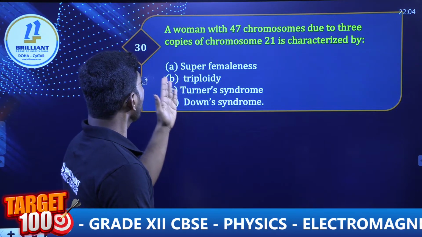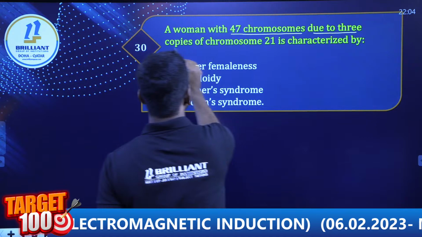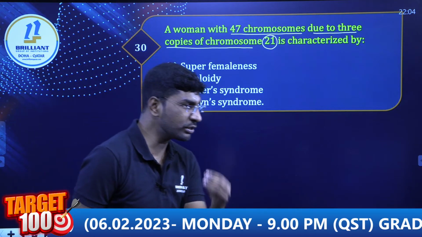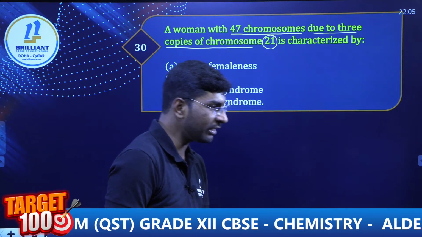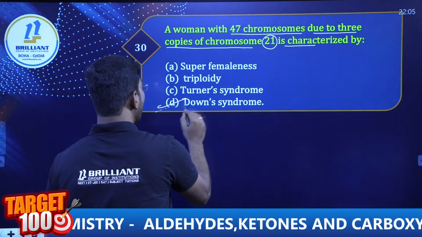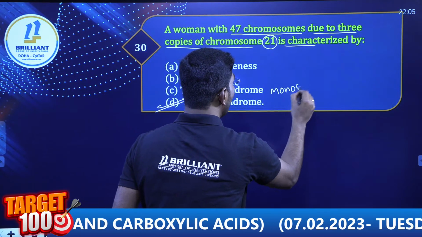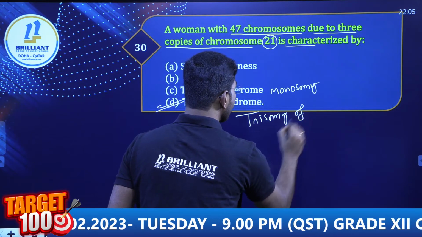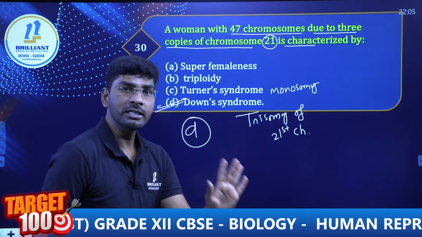Last question. A woman with 47 chromosomes due to 3 copies of the 21st chromosome. How simple. Can you answer me? Very good. Absolutely. It's called what? Tell me. 21 chromosome is Down syndrome. Turner syndrome is monosomy. And this is called a trisomy of the 21st chromosome. Am I clear? Right.